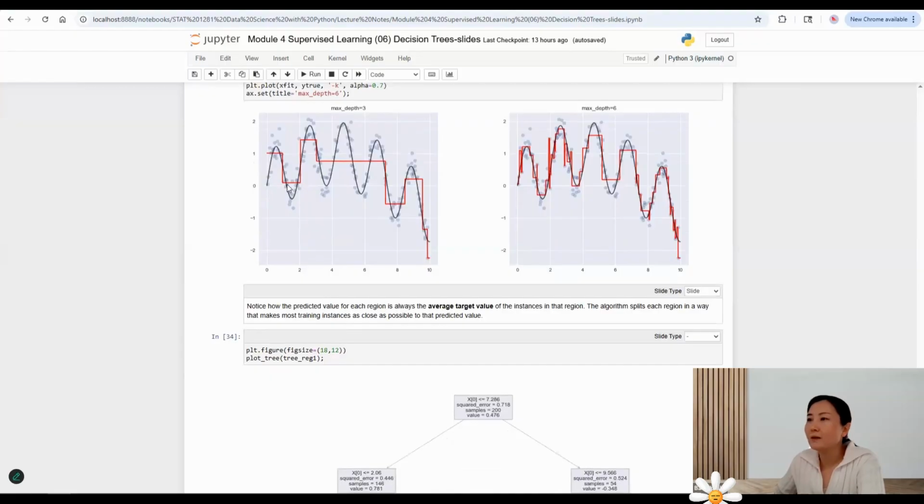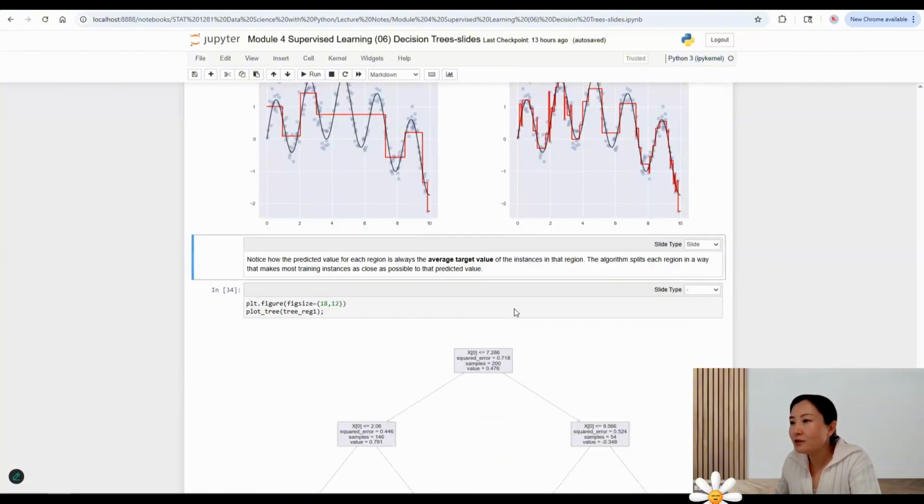Then let's plot them. So this is just the tree with max depth 3. This is a tree with max depth 6. So apparently they are quite different. The first tree is overly simple. It cannot catch all of the patterns apparently, especially the middle part, right? And this max depth equals 6 is better, right? But hard to tell. Maybe it's overly complicated, right?